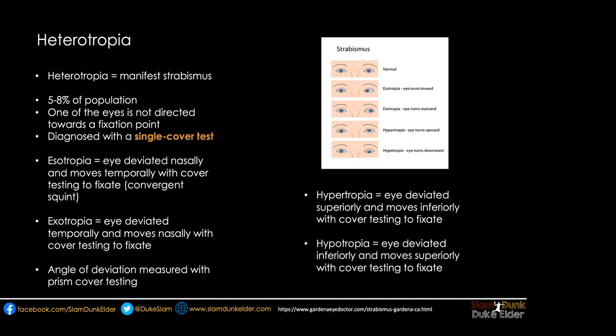And so we can measure the angle as to how far the tropia is with prism cover testing. So prisms, I've got a slide on it later, it's sort of a topic in itself, but just to help you understand, there's different strengths of prisms, and essentially you're covering one eye and you're increasing the strength or the power of the prism until you are getting no deviation or no shift in fixation. And that's how you notice how strong or what the angle of the strabismus is.